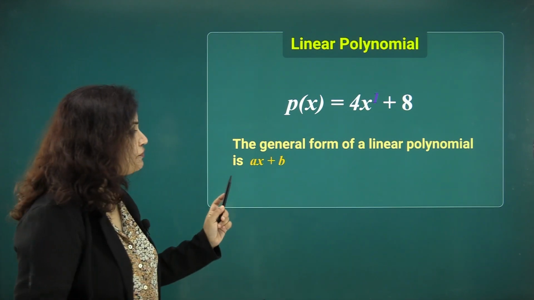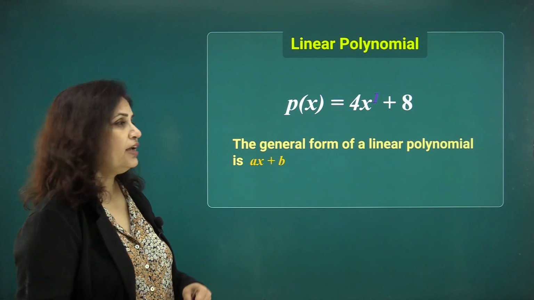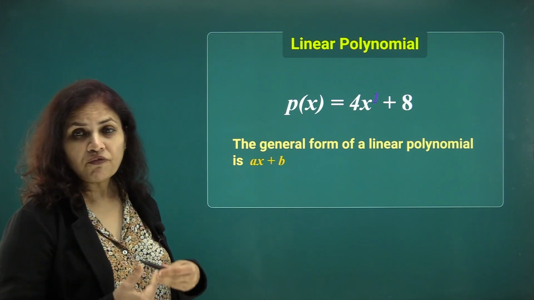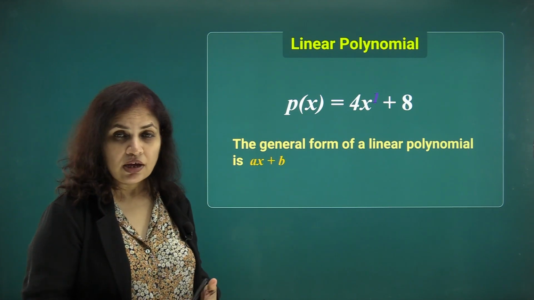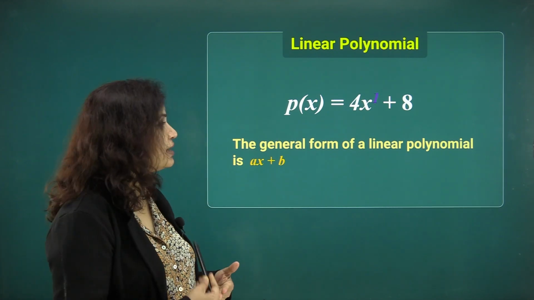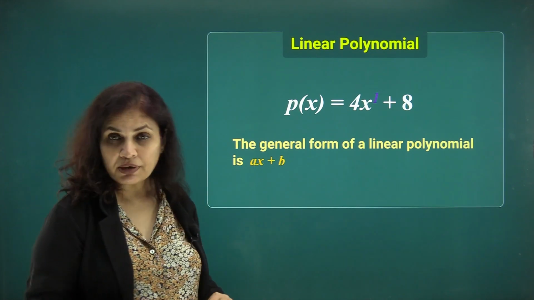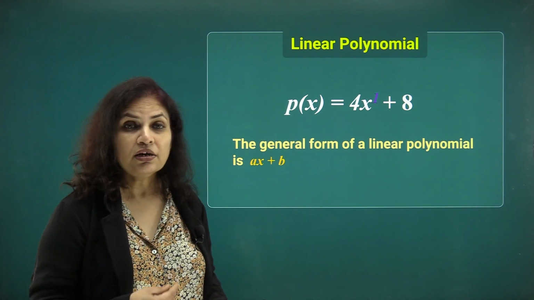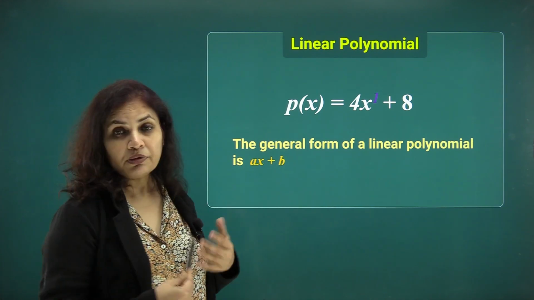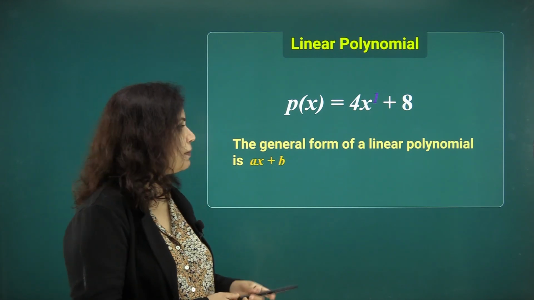polynomial, and from here we come to the general form of a linear polynomial. If it is a linear polynomial, obviously it will have its first term as a coefficient of x, and the second term is a constant term. The first term will always be multiplied with x because x raised to the power 1 is the variable with the highest power. So, the general form is ax plus b.